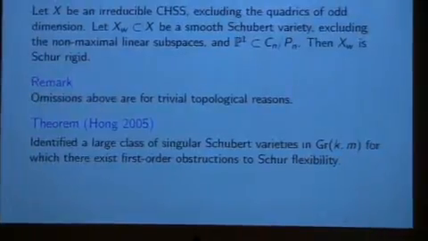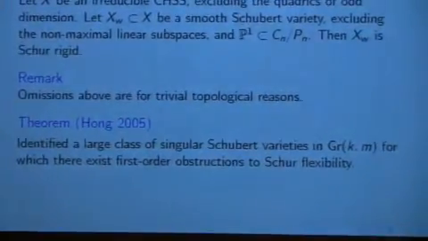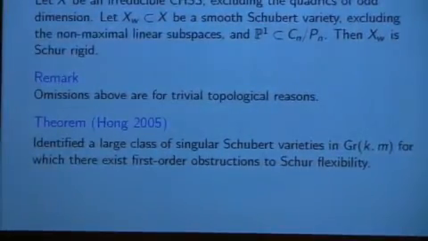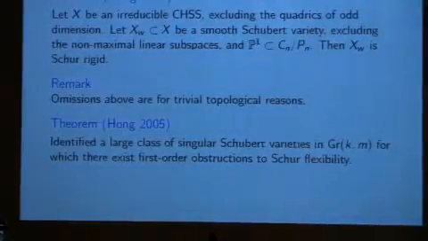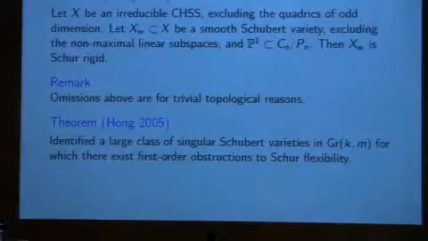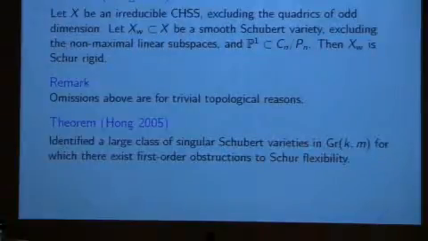Okay. The publication dates are out of whack, but after she had this smooth result, she used the foliation structure of the singular Schubert varieties to identify a large class, almost all of them, of the singular Schubert varieties in the Grassmannian for which there exist first-order obstructions to flexibility. If you read her paper carefully, you see that she pretty much gets everything, but it's not stated, not everything on the list of those for which there exist first-order obstructions.